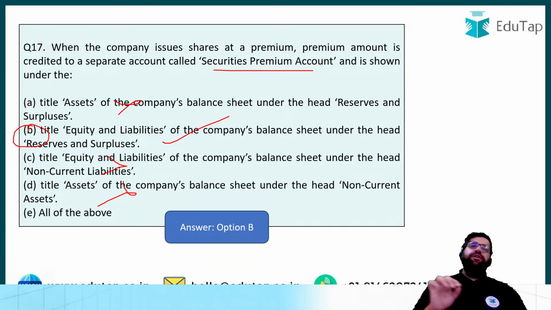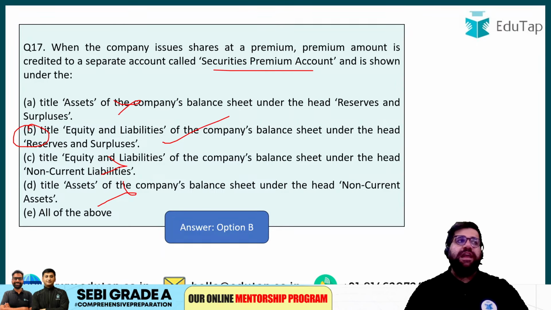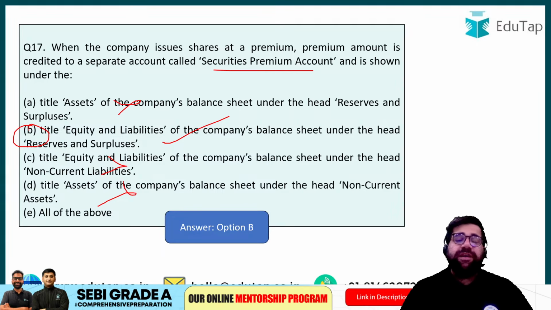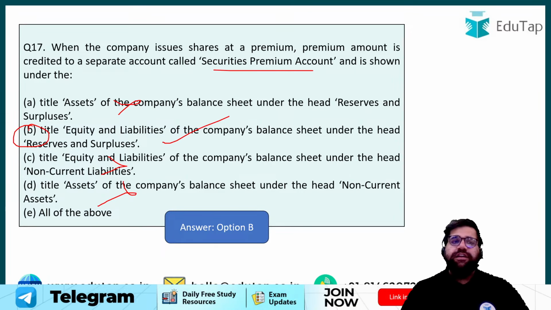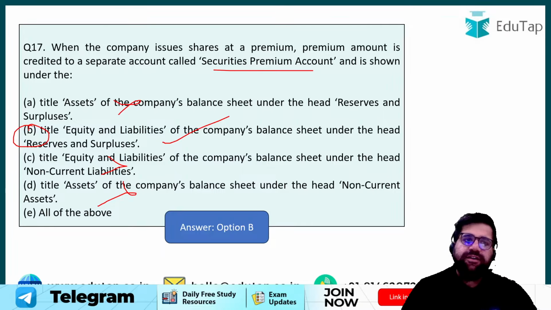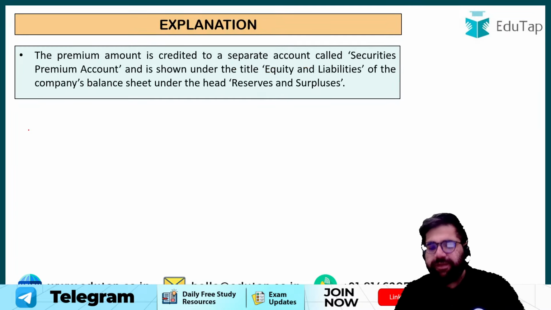Securities premium account, or your retained earnings account, capital redemption reserve, general reserve. You have multiple other reserves, right? So that will be shown in the reserves and surplus. Therefore, your answer will be B.